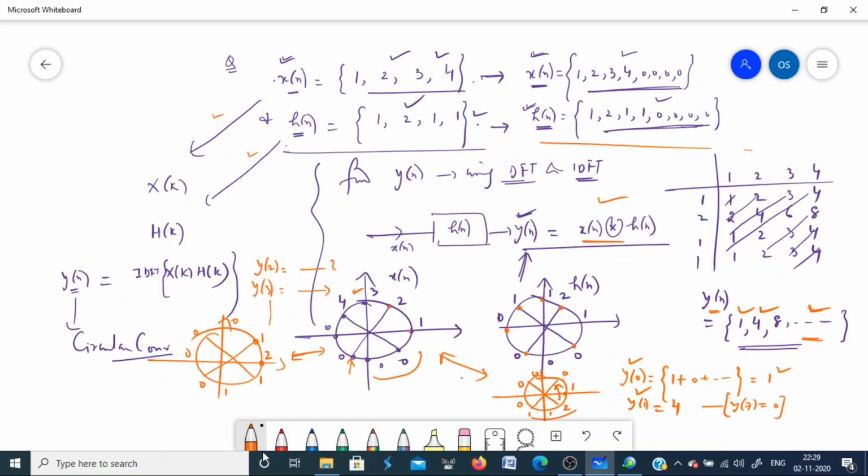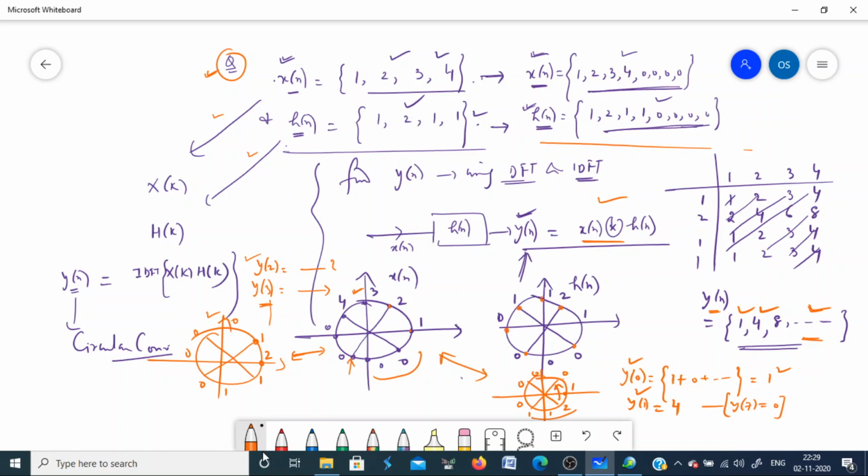Okay, so you have to complete this question. You have to find all the samples. I have just calculated 2 samples. You have to find y2, y3 up to y7, and you have to show that the circular convolution is equal to the linear convolution. So by zero padding, the circular convolution of the two signals becomes equal to the linear convolution, and that is how you can use DFT for linear filtering.